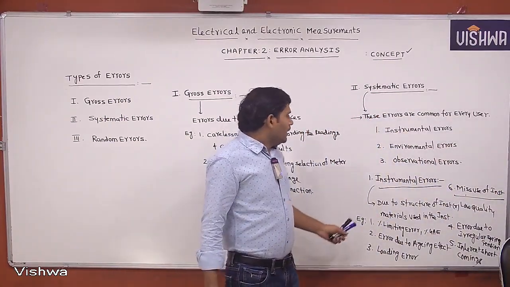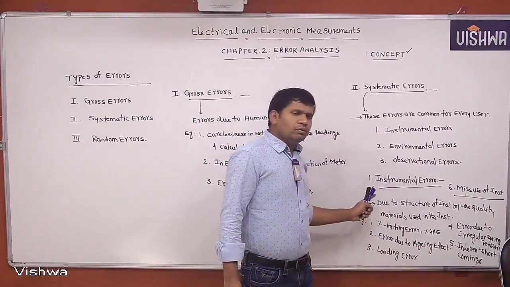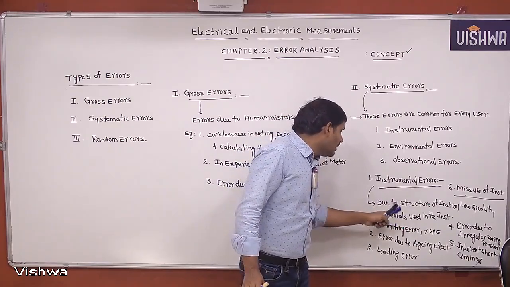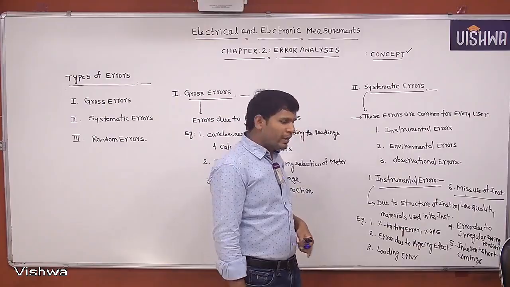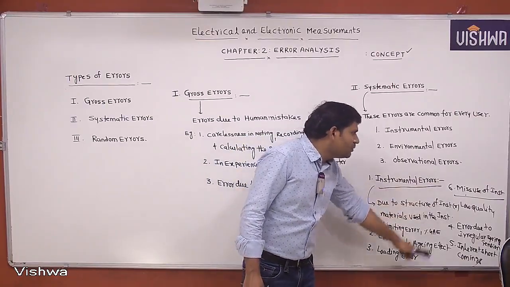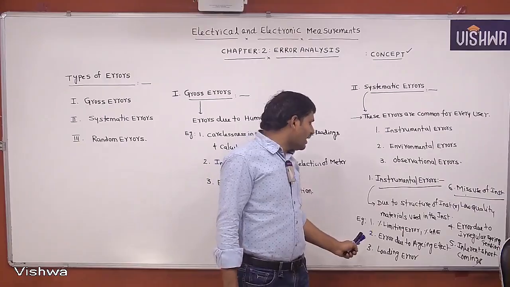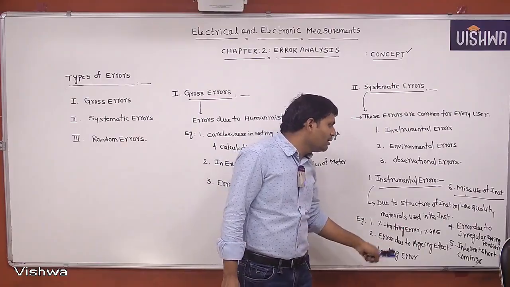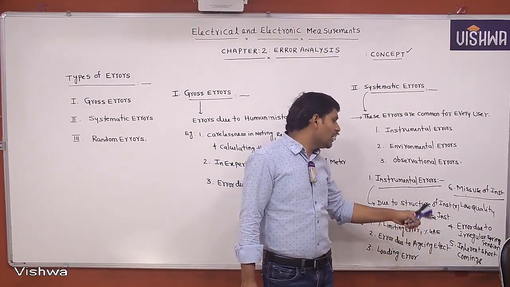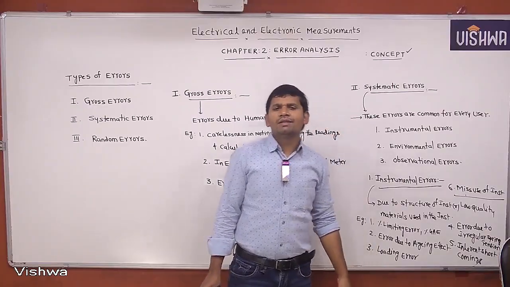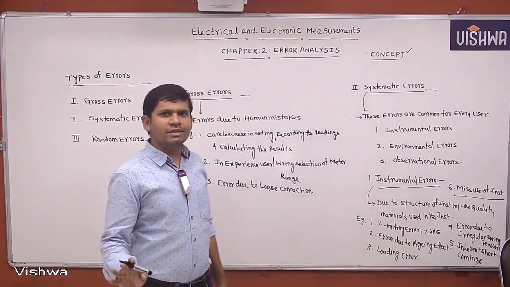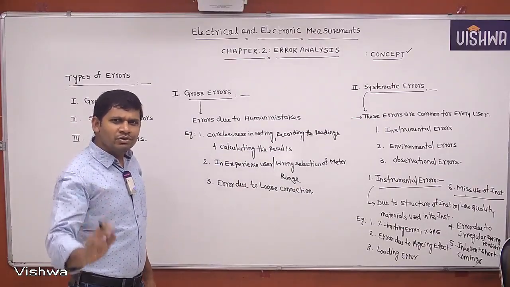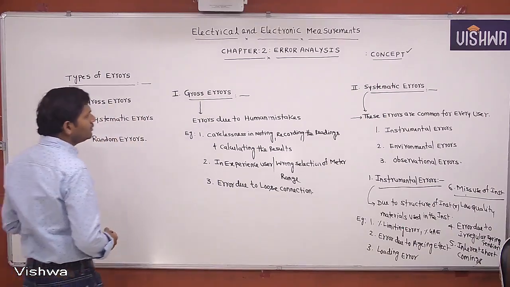The instrumental errors are mainly due to low quality materials used in the instrument or the structure of the instrument. These are the different examples of instrumental errors: limiting error, guarantee accuracy error, error due to aging effect, loading error, error due to irregular spring tension, error due to inherent shortcomings, misuse of instrument. All these come under instrumental error. Clear? Understand? Concentrate. This concept is totally theory. Based on this also, some GATE questions are there. Quickly note down.